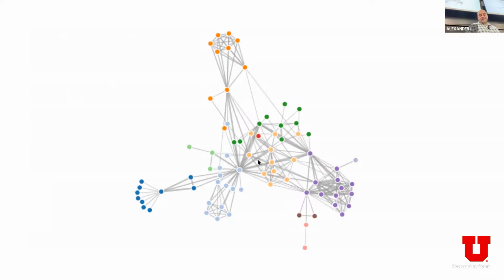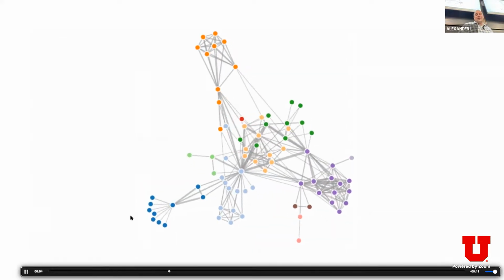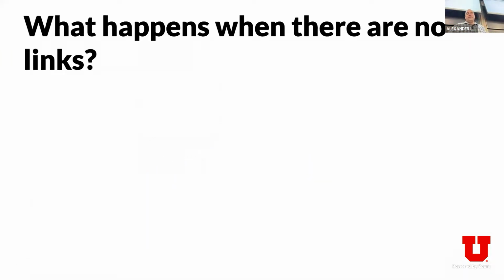And so, yeah, you've seen this. Here is just another video of how this works. And of course, on a modern computer, a small network like this is extremely fast. What happens if we have no links, or if the link strengths were weaker than the repulsive strength? Then we would just have nodes drifting apart forever.